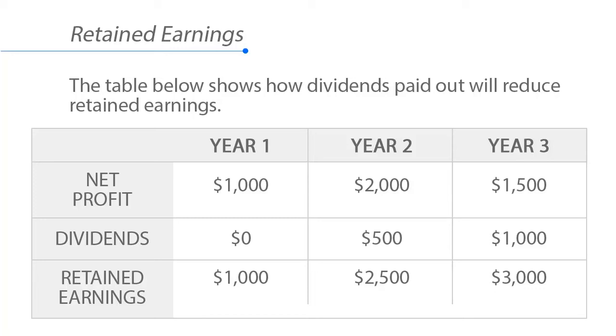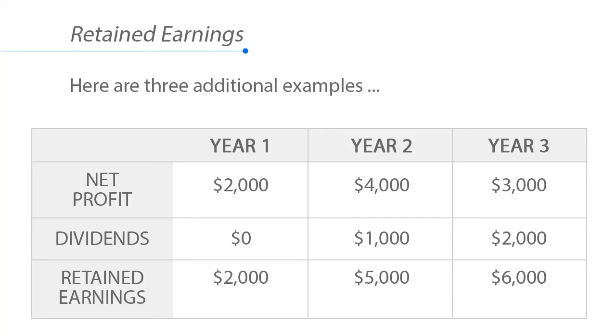In year three, we generate profit of $1,500. So let's add that to the $2,500 from the previous year for a total of $4,000. But $1,000 were paid out as dividends. So $4,000 minus $1,000 leaves us with $3,000 in retained earnings. Let's look at another example.